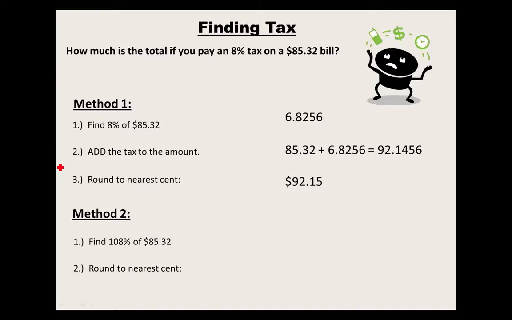The other way to do this is kind of like what I did with a discount, but it's the other way around. Okay, so find 108% of $85.32. So now remember that when you do 108%, you're going to do 1.08 times 85.32. I'm going to round that to the nearest cent, and that's what I get, $92.15.